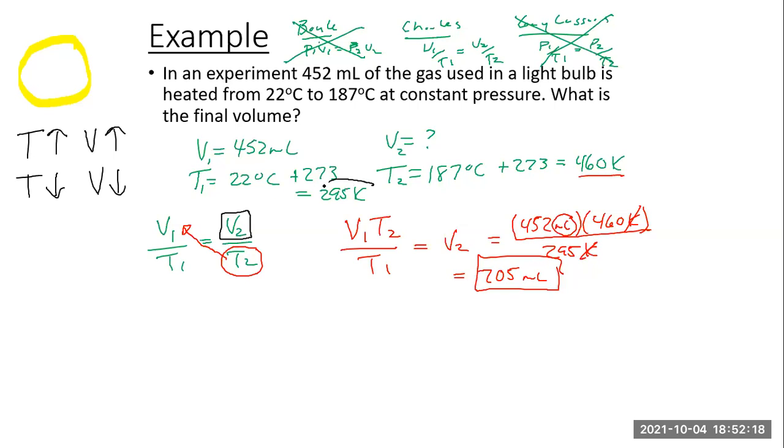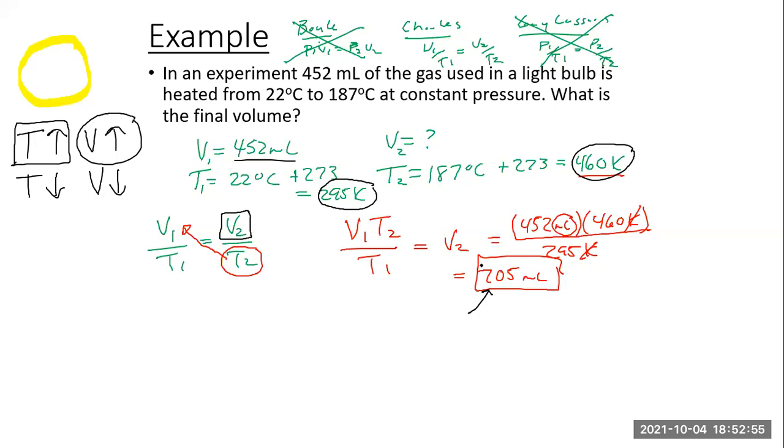In this particular case, we started at 295 Kelvin. We ended at 460 Kelvin. That means that our temperature went up, which means we should see the volume also go up. So we started at 452. We ended at 705. So again, that does really match what we would expect to happen in terms of the trend that we see for our good friend there, Charles' law. Any questions on that calculation or how we got the numbers?